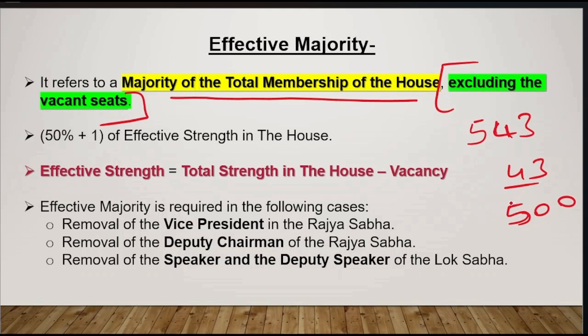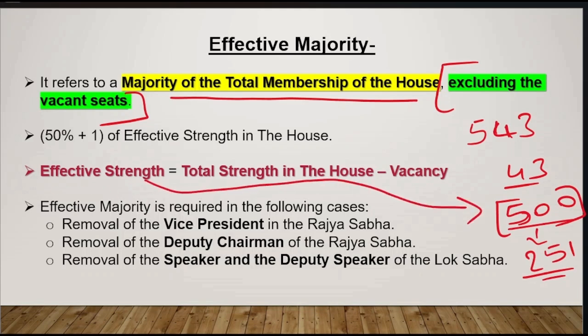So what is effective majority? Now effective majority is more than 50% of this 500. So that means 251. So this is my effective majority. And what is this 500? Now, this 500 is my effective strength.